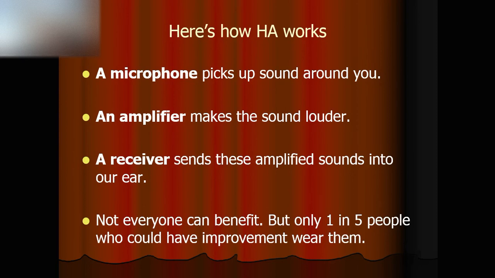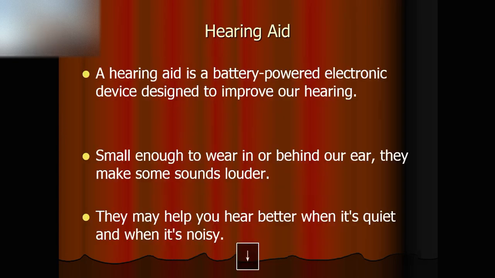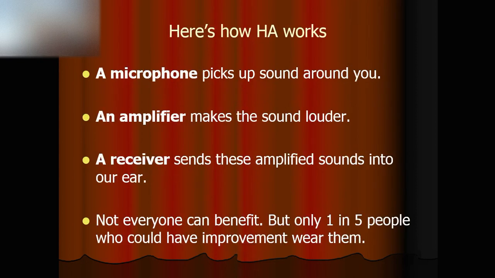The last part of a hearing aid is the receiver. This is the receiver. So the receiver gets the amplified sound, then sends it into our ear canal. Of course, it should not touch the eardrum, but sit inside the ear canal. Just to summarize, a hearing aid has a microphone, an amplifier, and a receiver.